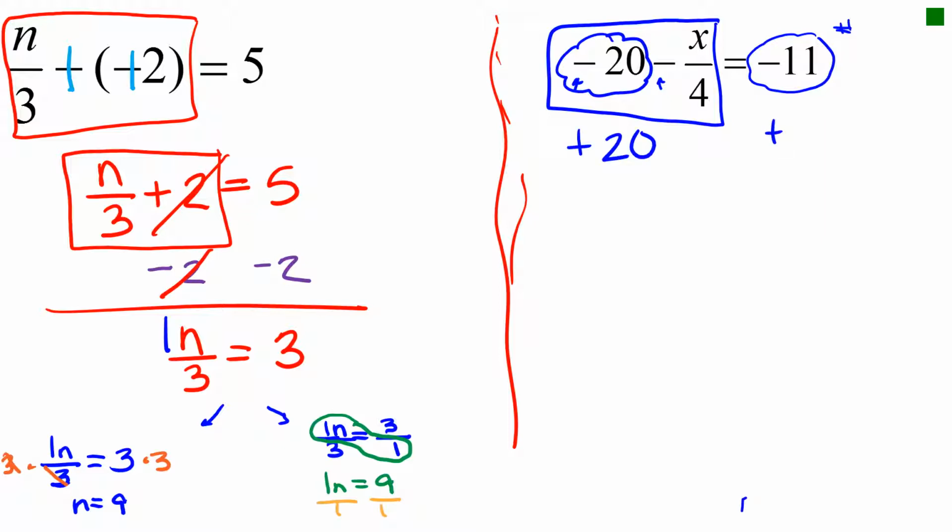So put the positive 20 on both sides. Whoopsie doodles, I forgot to put the two sides there. The negative 20 and the positive 20 cancel. Leaves me with negative x over 4 equals 9.